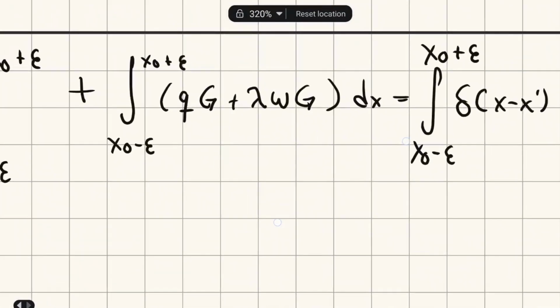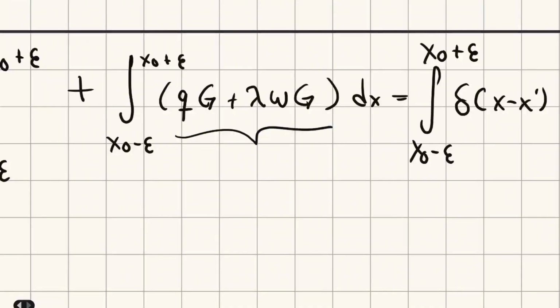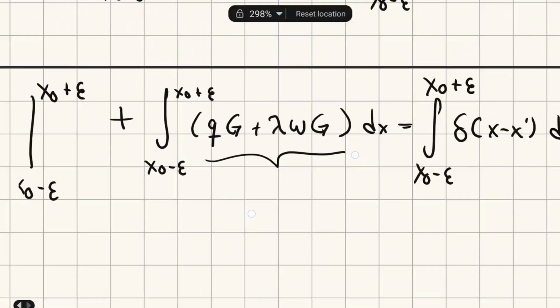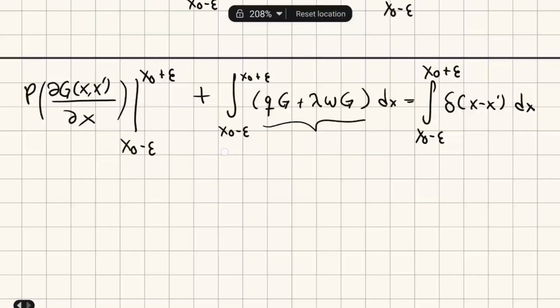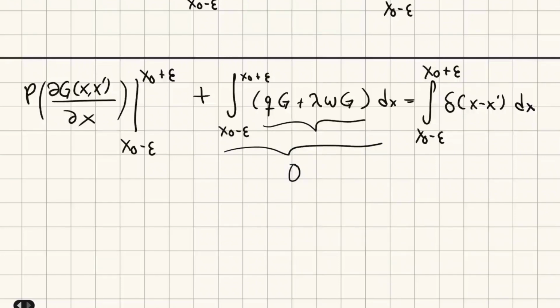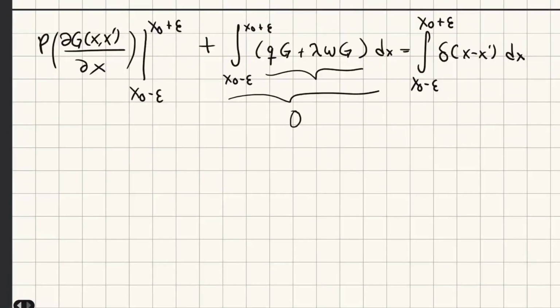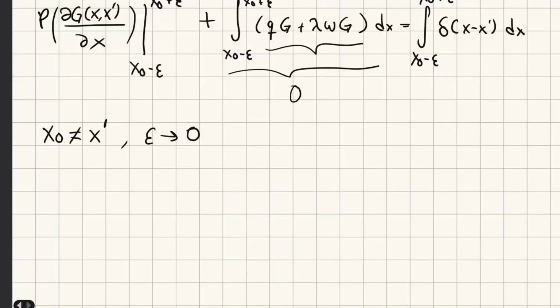Okay, so looking that we have a well-behaved function here in the integrand, and we take epsilon to be close to 0, we will be integrating a function on an interval that goes from x0 to x0. So it is easy to see that that thing is going to be equal to 0. Okay, so we are going to start first by saying what happens when x0 is different from x prime? Well, if we take epsilon to be close to 0, again, this integral is going to be 0.